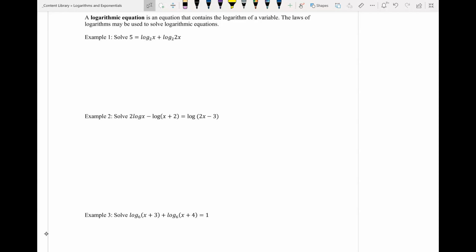For example 1, we have 5 is equal to log base 2 of x plus log base 2 of 2x. The first thing you want to do when solving for a logarithmic equation is to combine your logarithms using the logarithmic rules. And a reminder that when you combine logs, remember to have the same base so that we can combine those logarithms. Otherwise, you won't be able to combine them at all. So in this case, right away, I can see that I can use our product rule because we have log base 2 of x plus log base 2 of 2x.